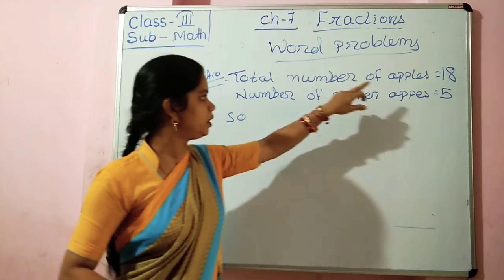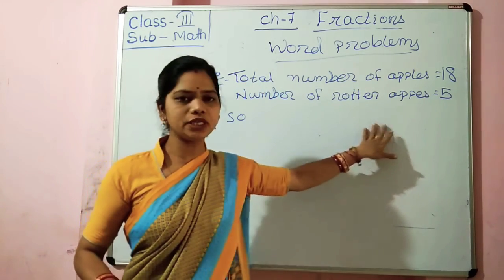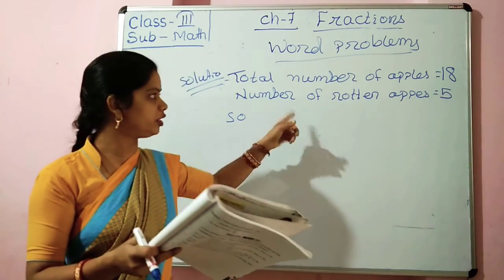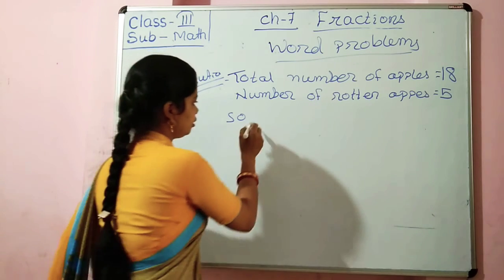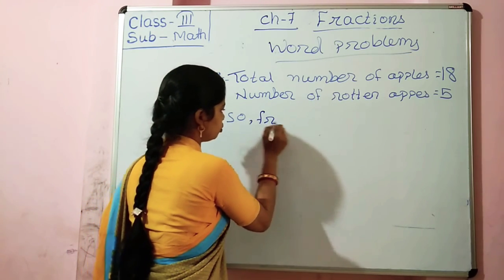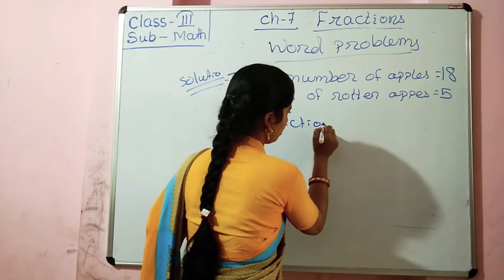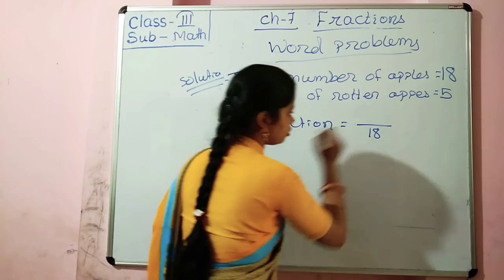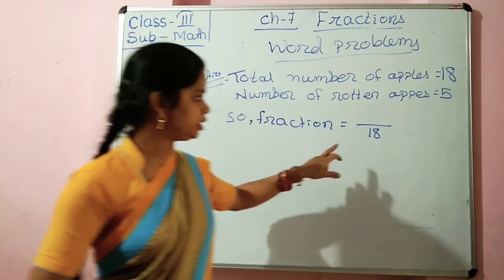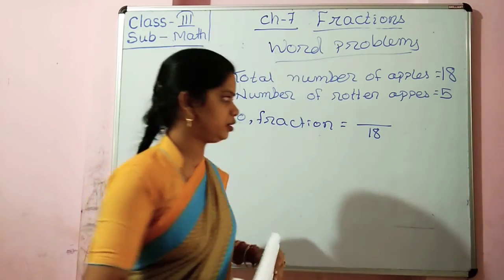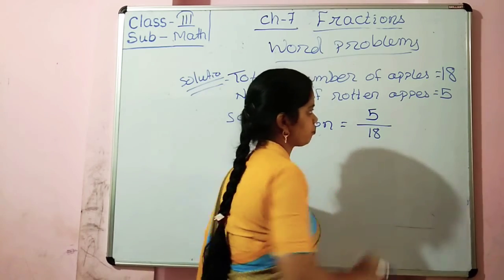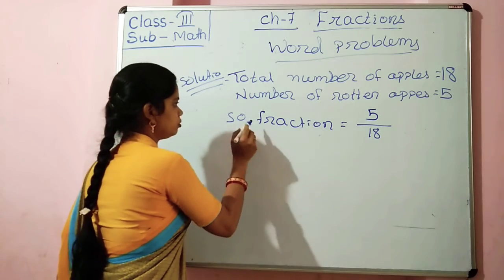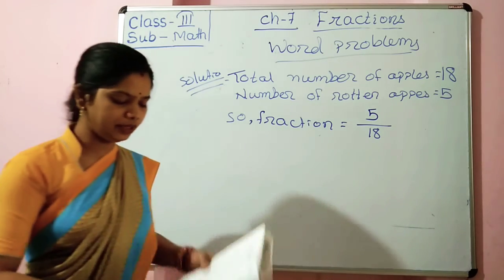Look, the total number of apples is equal to 18. The number of rotten apples is equal to 5. Our question is what is the fraction of the rotten apples? Here we write the total number as our denominator and 5 is the numerator. Our fraction is 5 by 18.